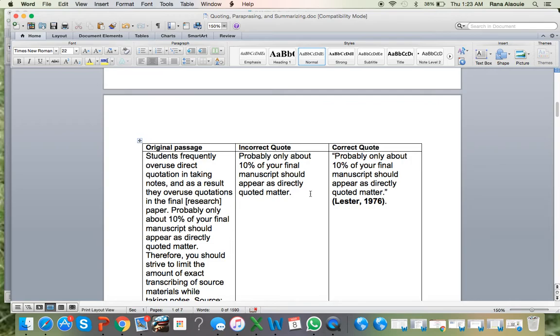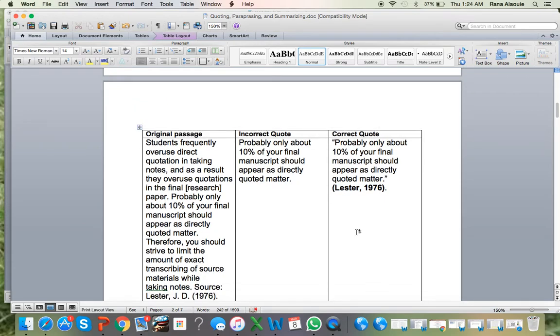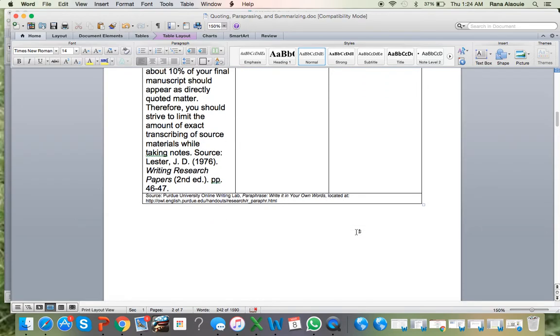This is the incorrect way to do it. I just took this one line. I said, probably only about 10% of your final manuscript should appear as directly quoted matter. What is wrong with this line if I wanted to quote it? What is wrong with it? Hopefully you answer that there are no quotations and no citations. So this is plagiarism. But over here, I have the exact same sentence, but I added the quotations and I cited it. Very important. So I just saved myself a lawsuit right there. Okay, so moving on.